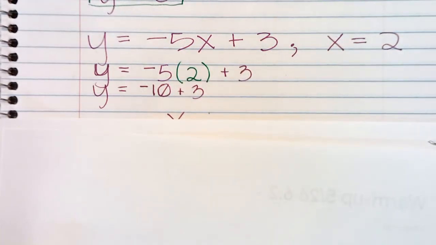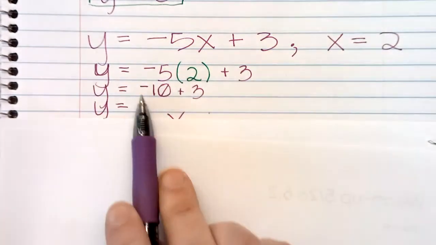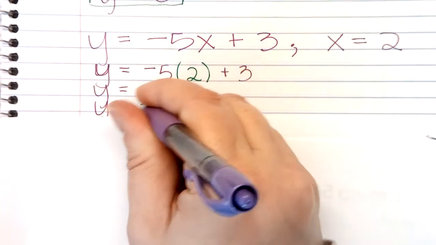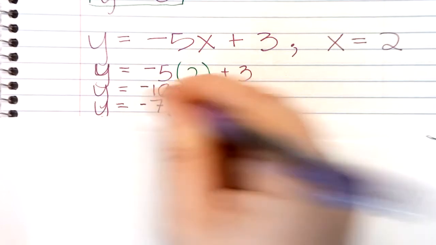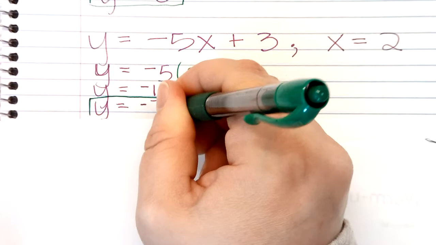Once again, use your calculator if you're unsure because we're working with negatives here. Negative 10 plus 3 is not 13, okay, because it's a negative 10. So negative 10 plus 3 is actually negative 7. And you can check that in a calculator. Box it up.